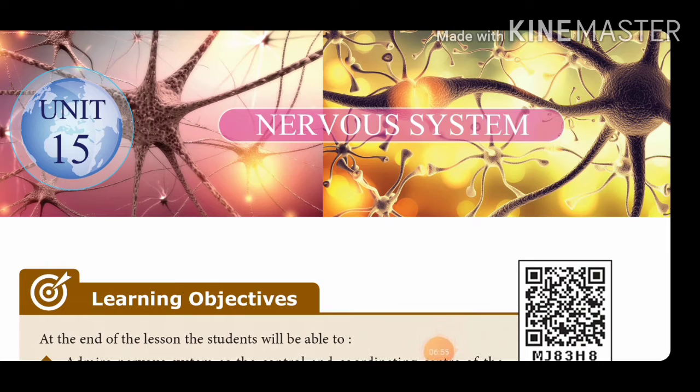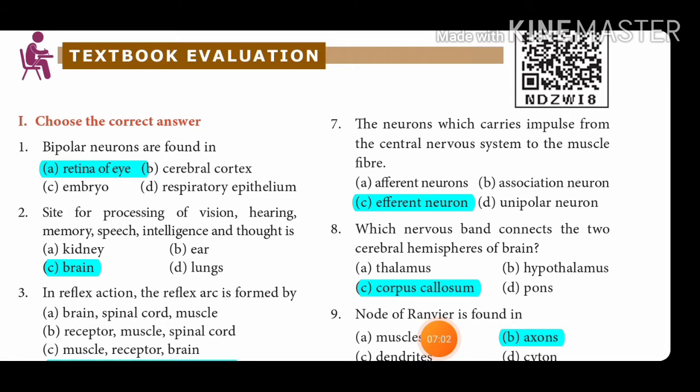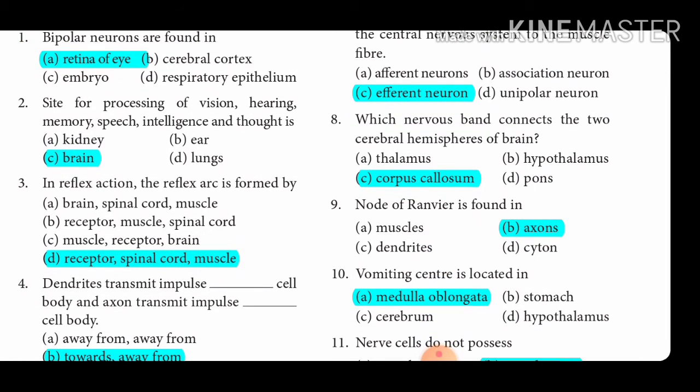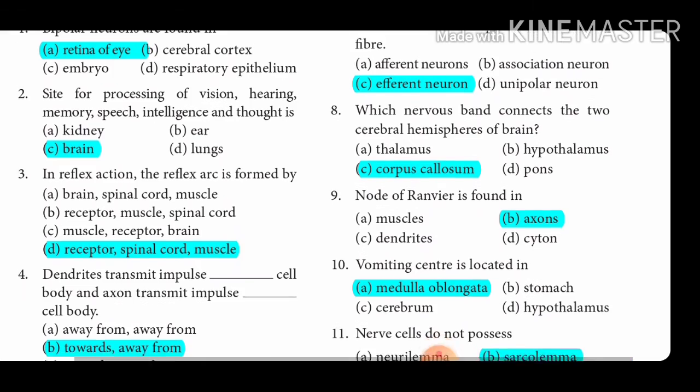Next, let us pass on to lesson 15, that is the nervous system. First Roman letter, choose the correct answer. First one, bipolar neurons are found in the retina of the eye. Second one, the site for processing of vision, hearing, memory, speech, intelligence, and thought is the brain. Third one, in reflex action, the reflex arc is formed by D, that is receptor, spinal cord, and muscle.